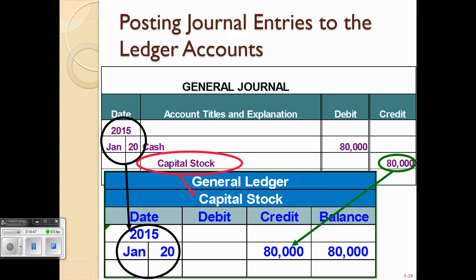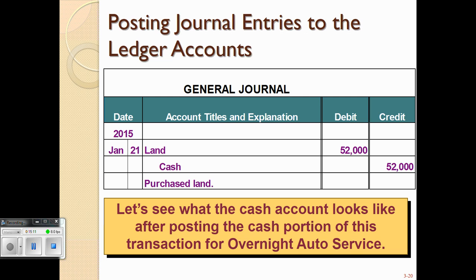Once again, capital stock, there's the 80 grand. This is my ledger for capital stock. There's the balance and the credit. It's okay to have the balance because I know that capital stock is in owner's equity, and so when I have that balance there, I know that is a credit balance. And I knew that cash was a debit balance. So that's how posting it to the ledger works.